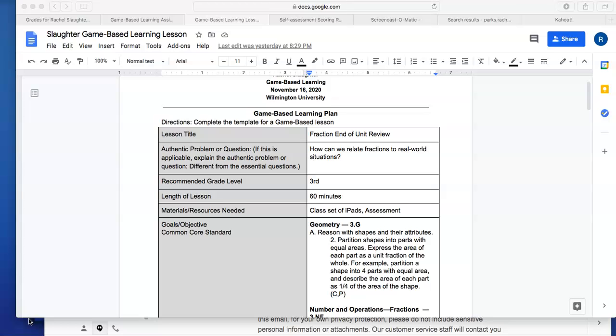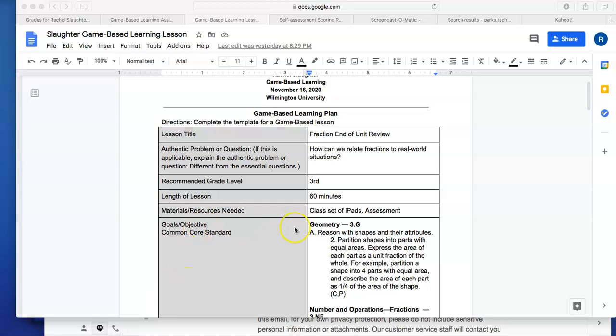So I think this would engage students because they love technology, they love game learning, they love to play games in the classroom, but I don't feel like I integrate that enough as far as games on technology. So we have been focusing on trying to use fractions in the real world. So our main question is, how can we relate fractions to real world situations?